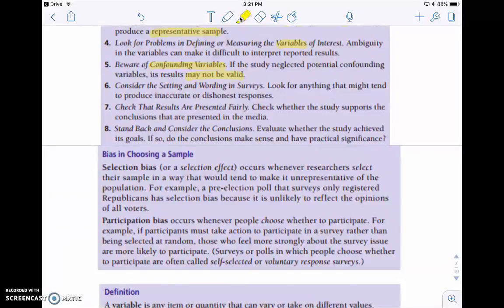And then we want to stand back and consider the conclusions. Evaluate whether the study achieved its goals. If so, do the conclusions make sense and have a practical significance? We talk a lot about, do things make sense? You'll have to make some judgment calls on these. Do they make sense to you? And then be able to back up why they do or why they do not.